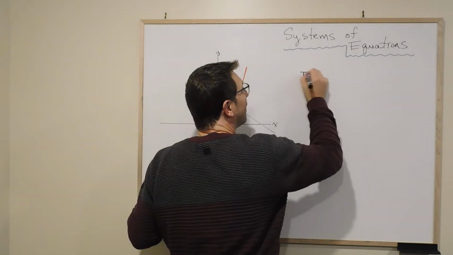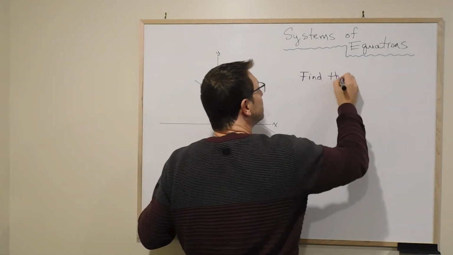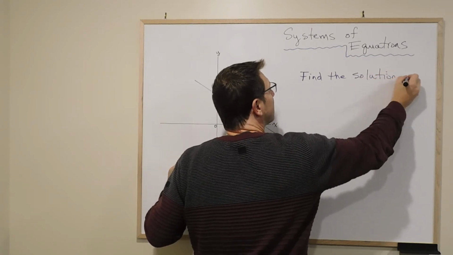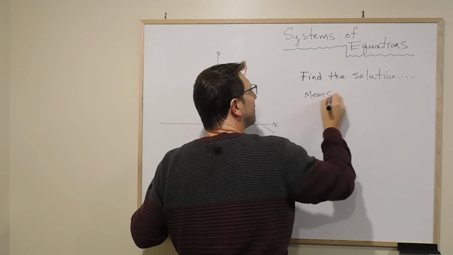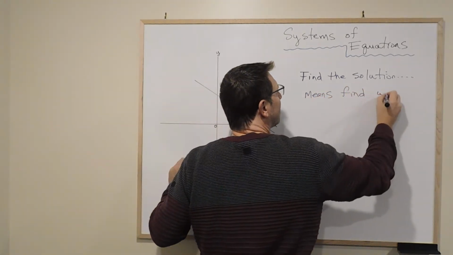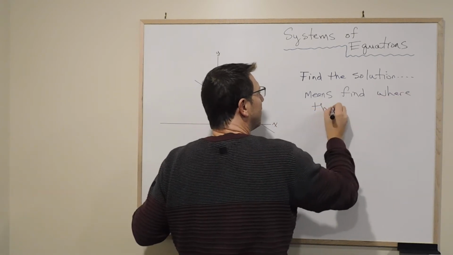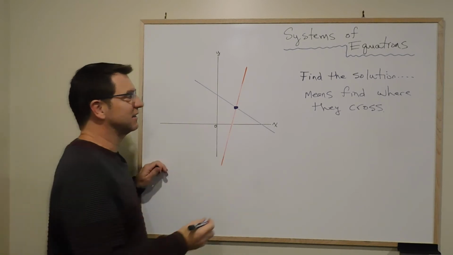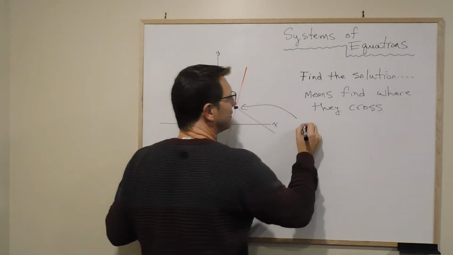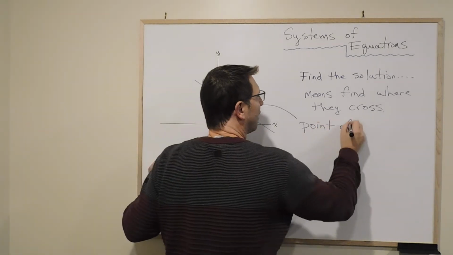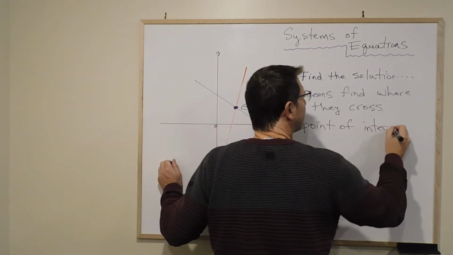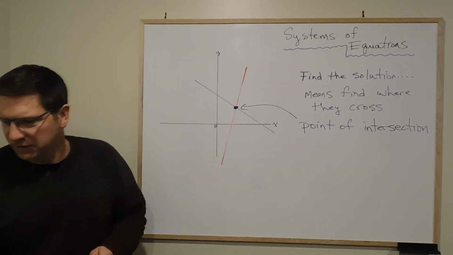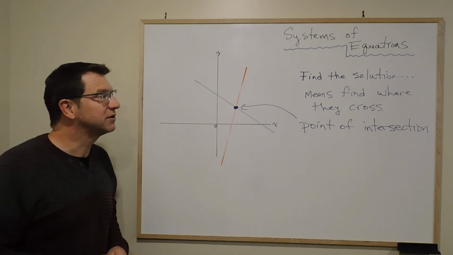So when I ask you to find the solution, that means to find where they cross. Now where they cross is called the point of intersection, right? So that point there is called the point of intersection.